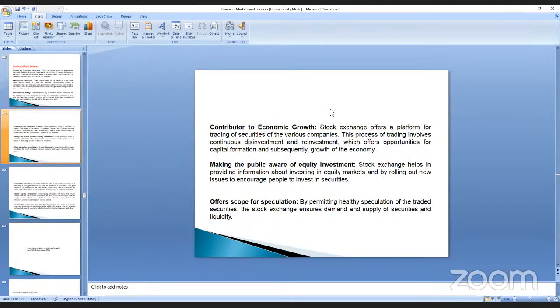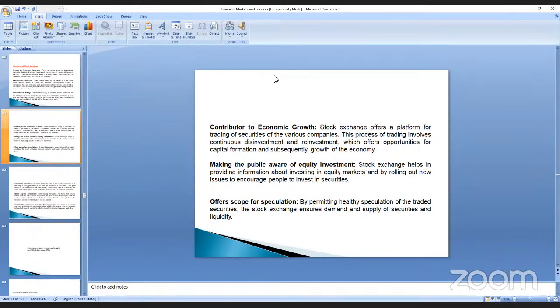And contribution to economic growth means it is a process. Trading is continuous, and it involves disinvestment and reinvestment. Disinvestment means stopping, and reinvestment means that once you have invested, you invest again, for capital formation, that is the growth of the economy.